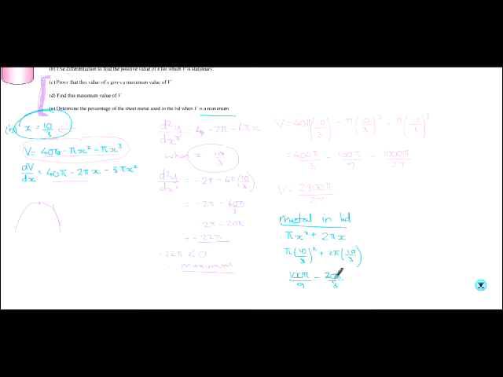Okay. So what you could do now here, why have I put minus? There's a plus there. If we times this by 3, we're going to get 60 pi over 9, so that's going to equal 160 pi over 9. And that's centimetre squared. So that's actually the amount of metal in the lid, but the total metal from the question is 80 pi. So what percentage? It's pretty simple. It's 160 pi over 9 out of 80 pi.